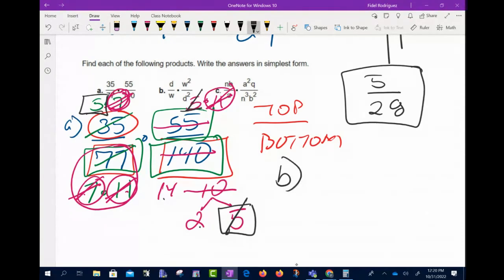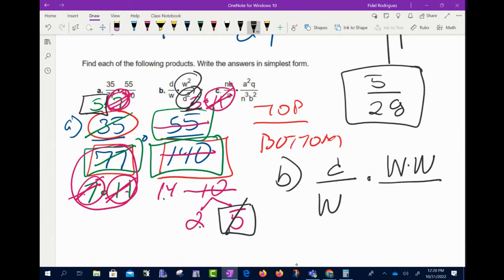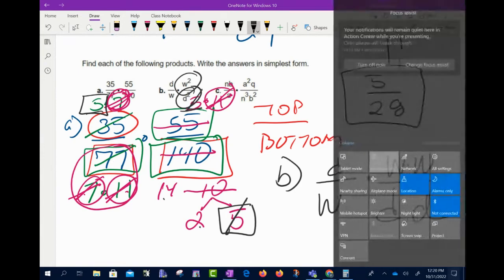Okay, look, let's do part B. So part B says, look, we have a D and a W, okay? Remember, y'all, W squared really means that there are 2 of them, okay? And the same thing with this D squared right here. It really means that there are 2 of those.